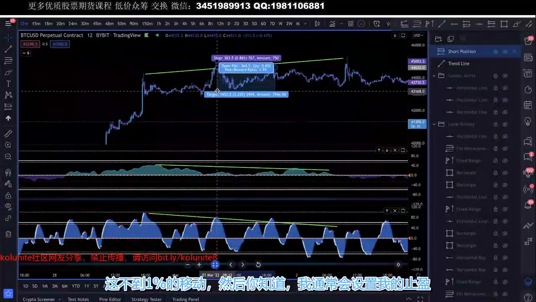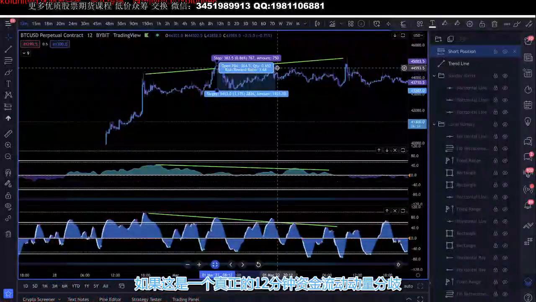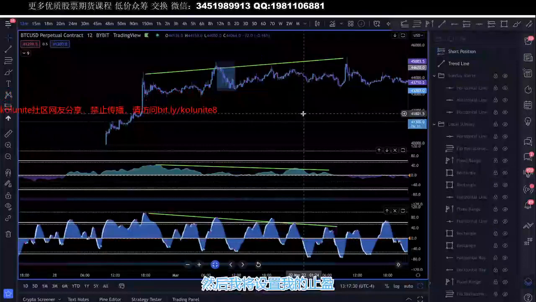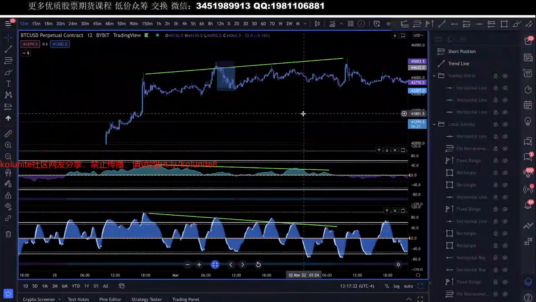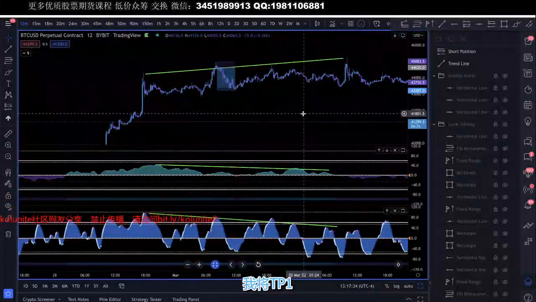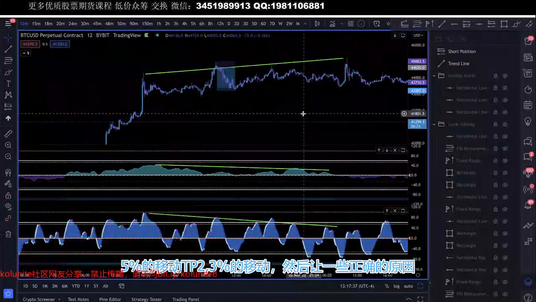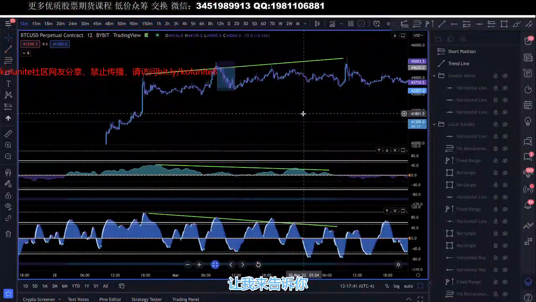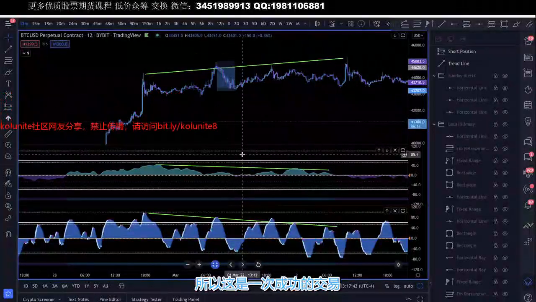And then, you know, I usually will set my take profits. If this is a true 12-minute money flow momentum divergence, I will set TP1 at a 1.5% move, TP2 at a 3% move, and then let some ride. Because these can be runners, guys, let me tell you. So that was a successful trade.